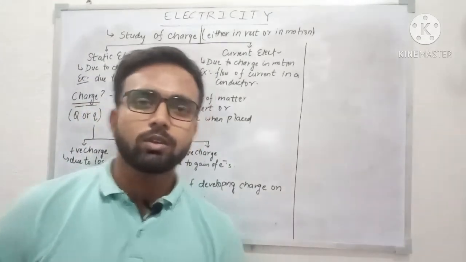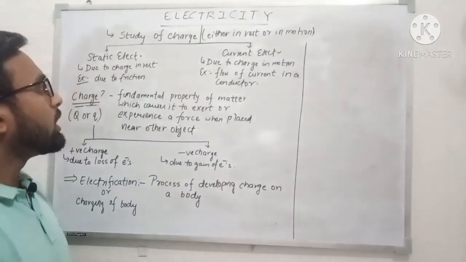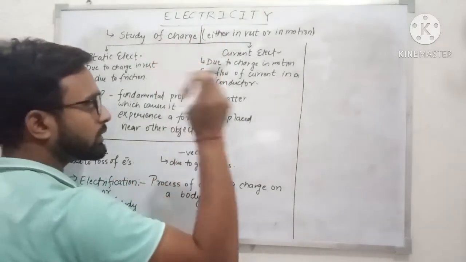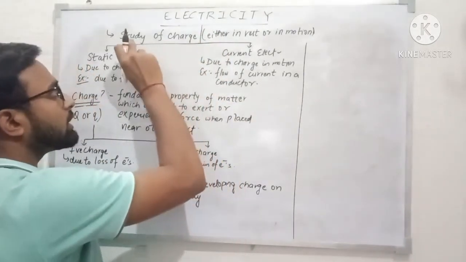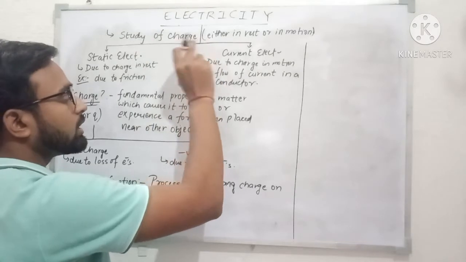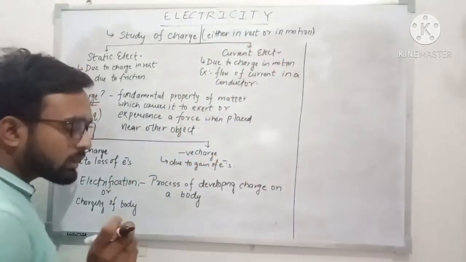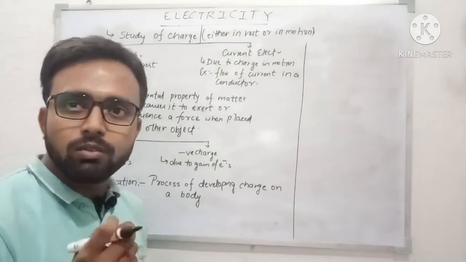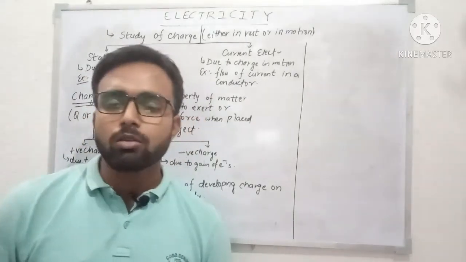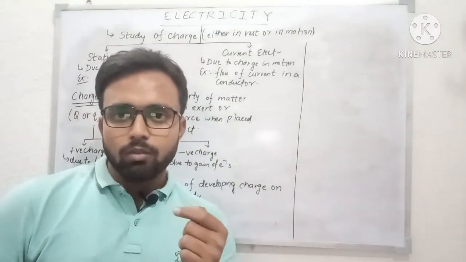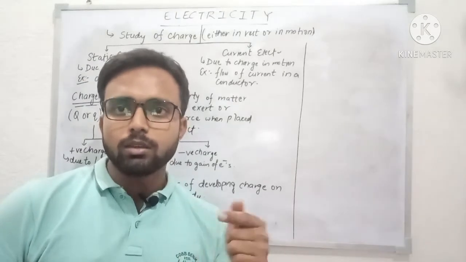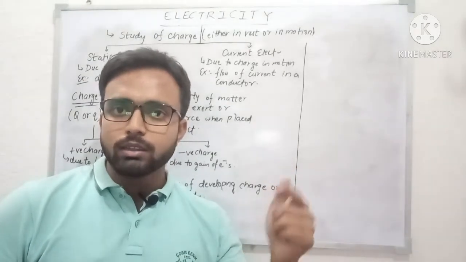So let's start with what is electricity. Electricity is the branch of physics in which we deal with the study of charges. This charge is either in rest or in motion. What is electricity? It is a branch of physics where we study about the charges. Which type of charges? Charges in motion and at rest.